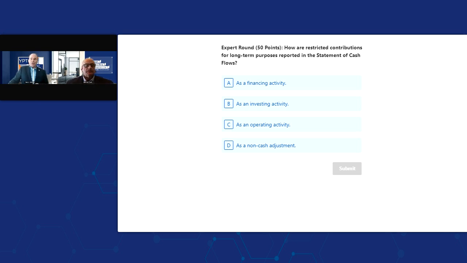Definitely our hardest question here because nobody cares about the statement of cash flows. It's definitely the unwanted stepchild of the nonprofit financial statements for sure.